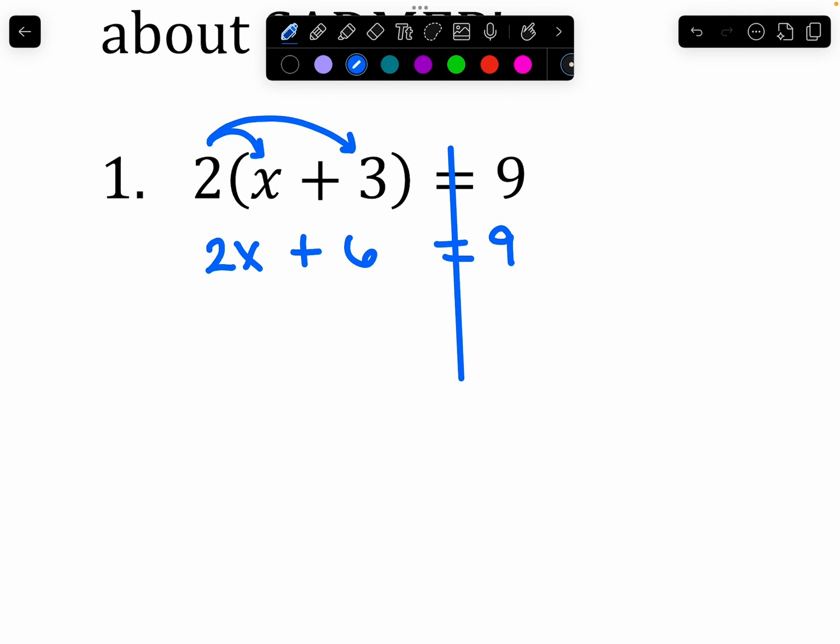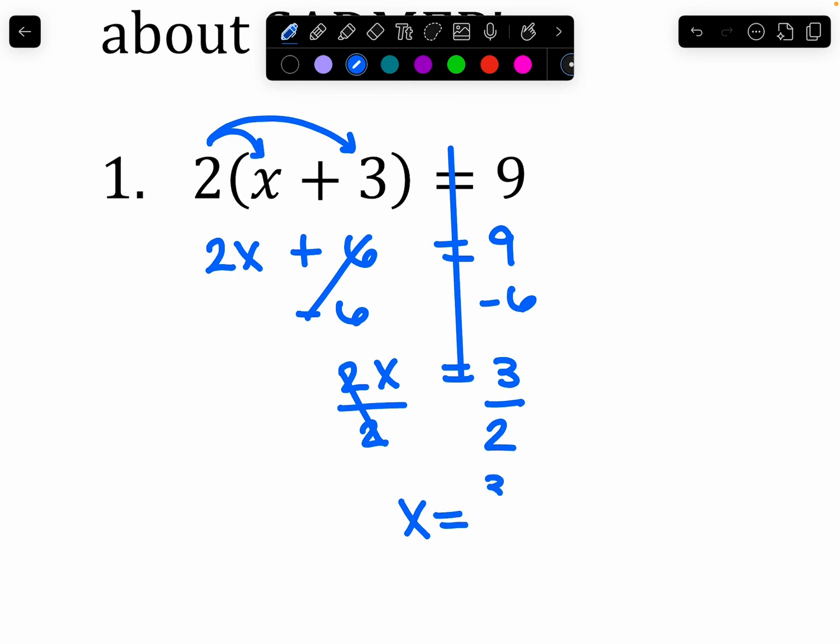From here, I would follow the normal steps of solving. I would subtract 6 first. So I now have 2x equals 3. And then I would divide both sides by 2. The directions tell me to leave my answer in exact form, so I'm going to leave this as x equals 3 over 2.